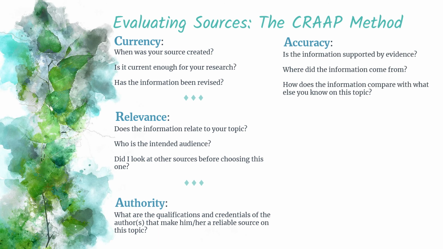The second A is going to stand for accuracy. Think about if the information is supported by evidence. Where did the information come from? How does the information compare with what else you know on this topic? I like talking about this one because you can also see it ties to some of our other criteria, because when you're thinking about the evidence and how it's being supported, that ties into the authority and what they're laying out from their research in the field. When you're talking about how the information compares with what you already know on the topic, that's also talking about relevance, because you don't want to just focus on using one source.